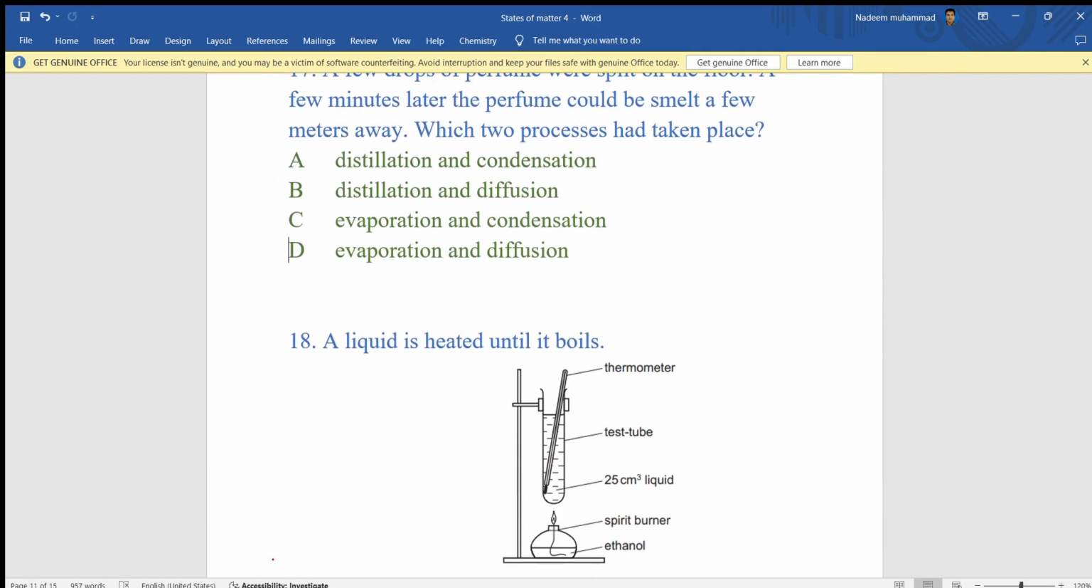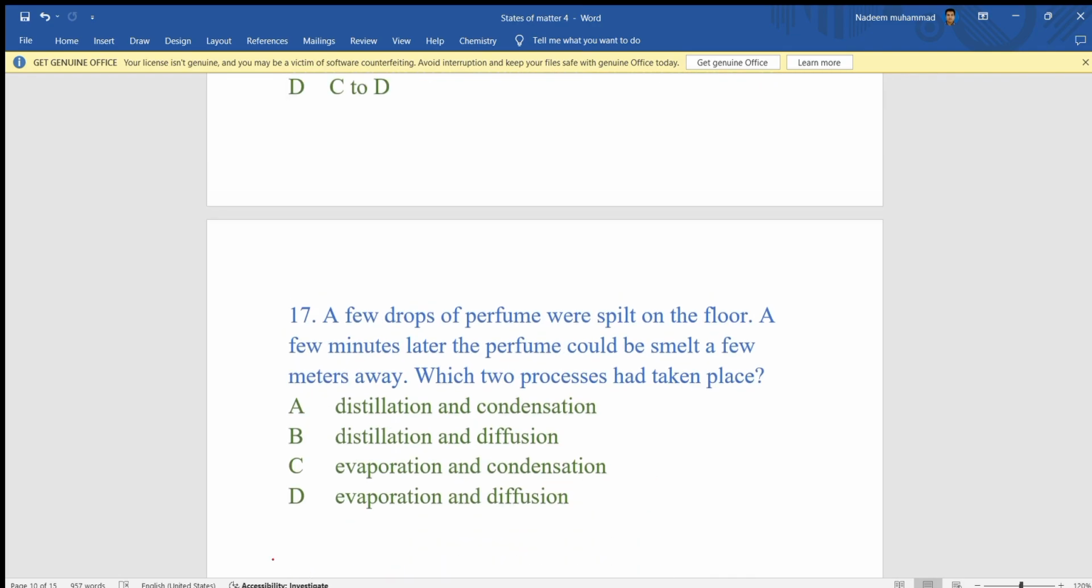A few drops of perfume were spilt on the floor. A few minutes later, the perfume could be smelled a few meters away. Which two processes had taken place? A. Diffusion and condensation. B. Distillation and diffusion. C. Evaporation and condensation. D. Evaporation and diffusion. So the correct option over here is D.